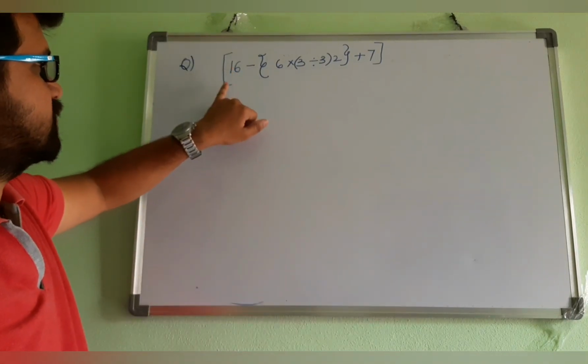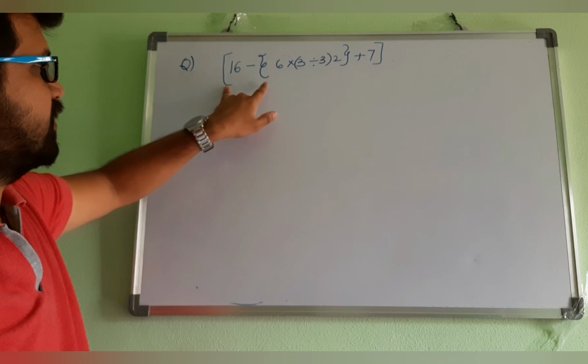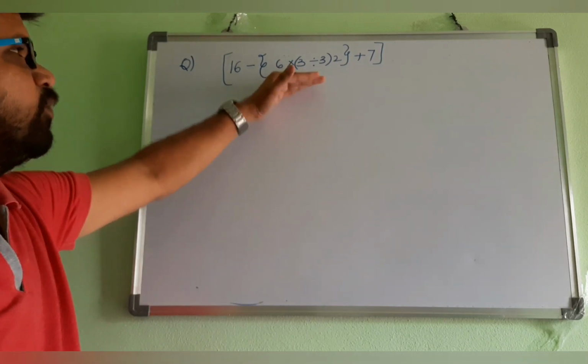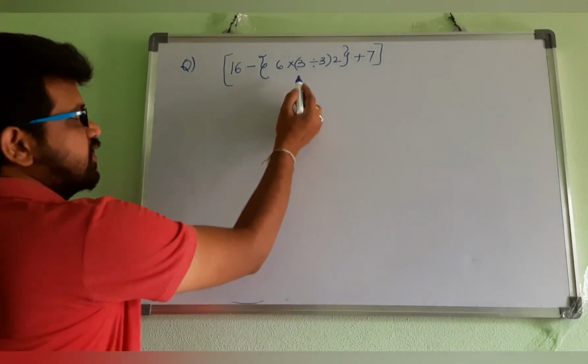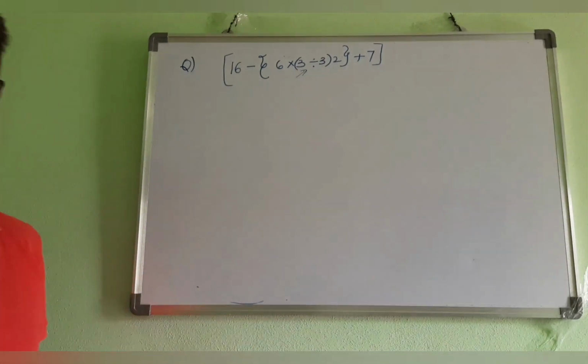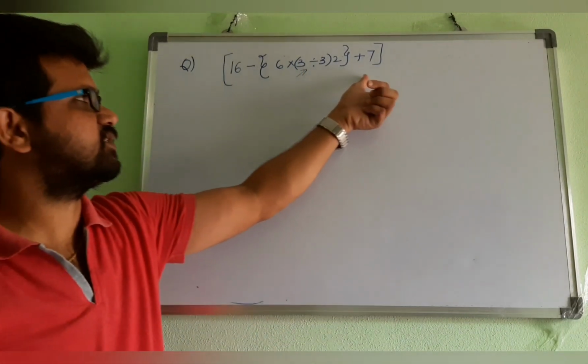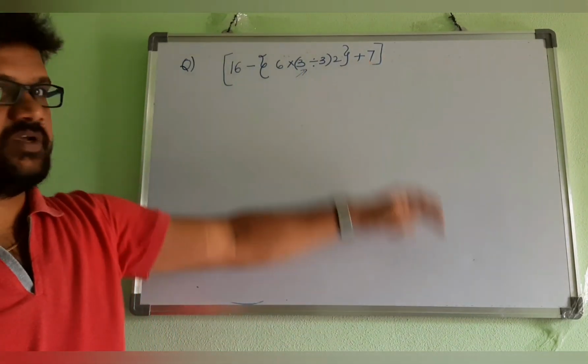See here, first how many brackets are there? Square bracket is there, braces is there and parenthesis is there. What I said, you have to remove the brackets first. First you have to remove the inner bracket. Okay, you can try this. If you are not getting it, you can write in the comment section. I will try to keep it in the next video.